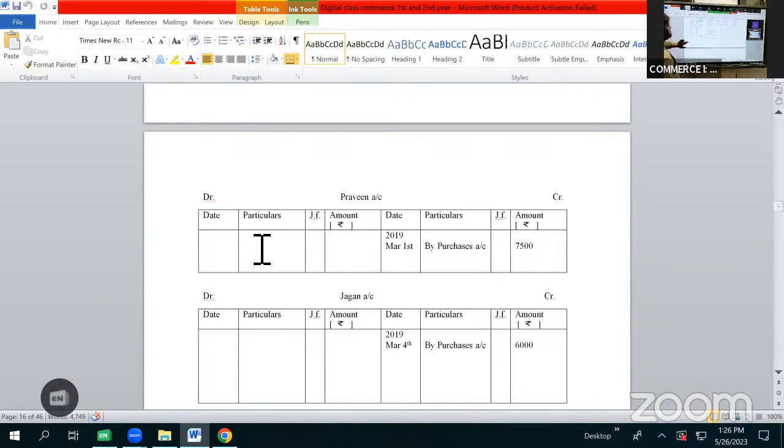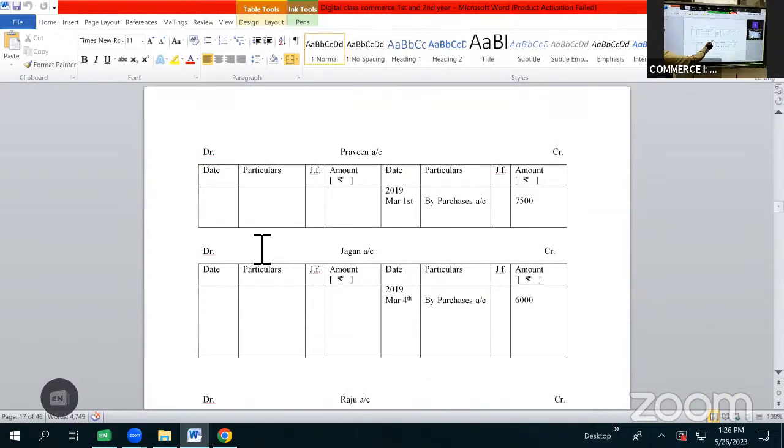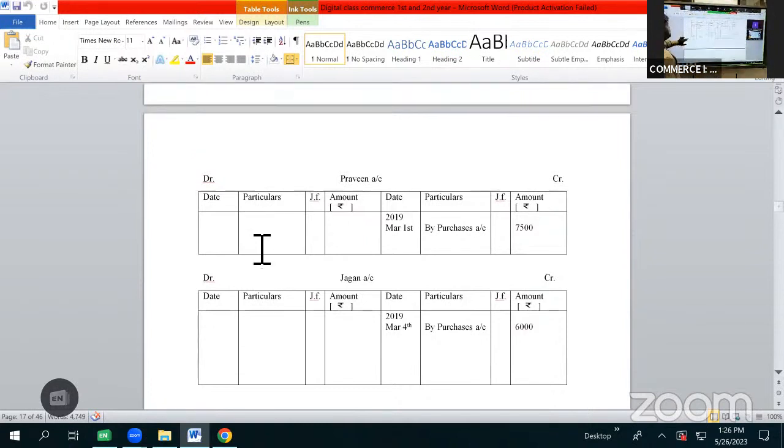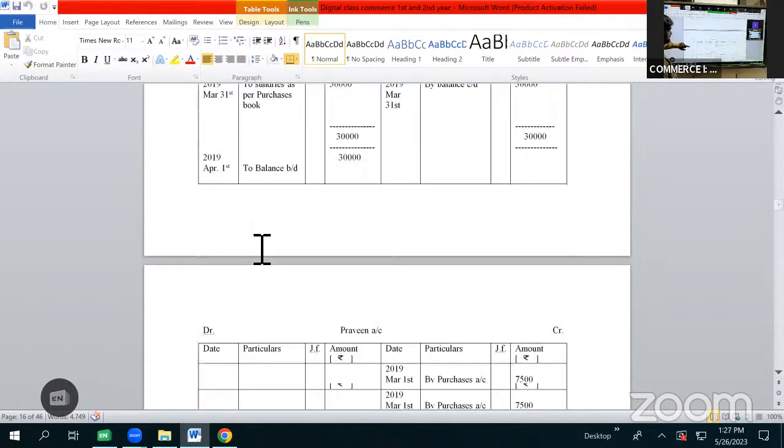After Praveen, we have purchased goods from Jagan. So we'll be preparing Jagan's account and posting the date March 4, 6,000 there. The format will be the same: date, particulars, general folio, amount in rupees, with DR debit on the left and CR credit on the right. Here the entry will be 2019 March 4, by purchases account 6,000 rupees. After Jagan, we have purchased from Raju, so we'll be preparing Raju's account. Similarly, we'll prepare Ravi's account and then Shravan's account.